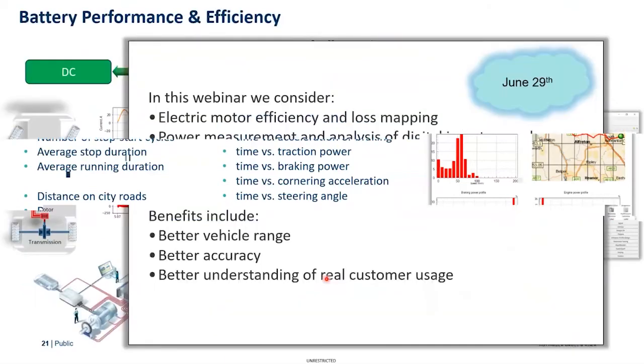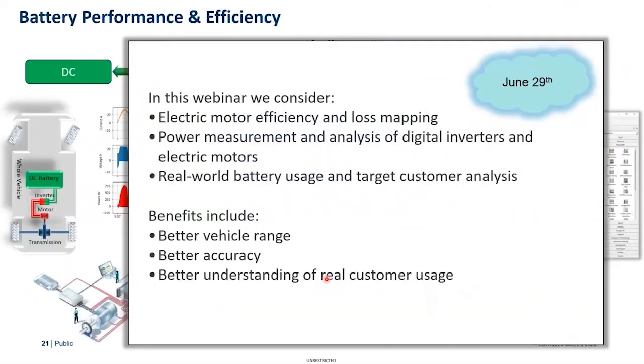So just to finish off then, in this webinar, we've looked at electric motor efficiency and loss mapping. And we've seen how we can do that first by gathering data from the eDrive system and then post-processing that data to get those efficiency maps that we can then play games with. We've looked in particular at power measurements and analysis from the digital inverter, because that's the thing that really we've got most room to play with to try and improve the way that we get efficiency from our vehicles. But we've also had a look at using real-world battery data as well.